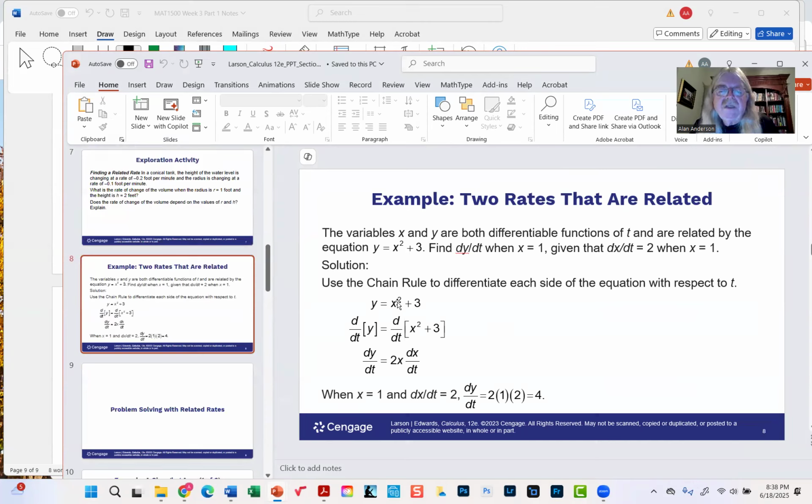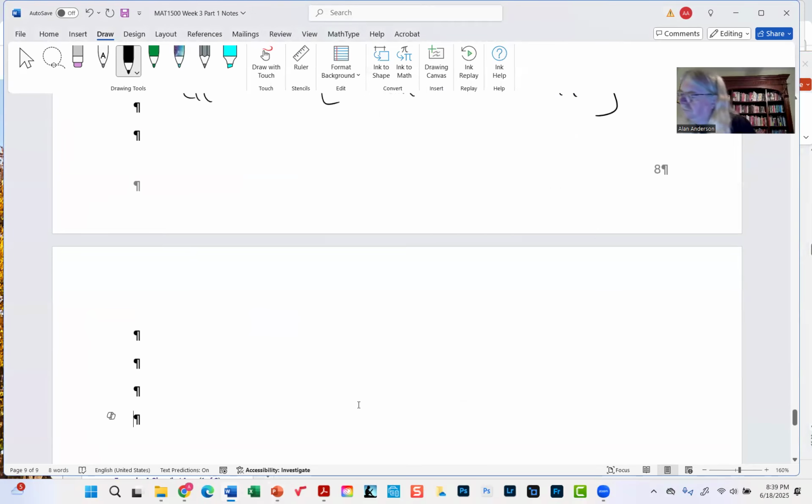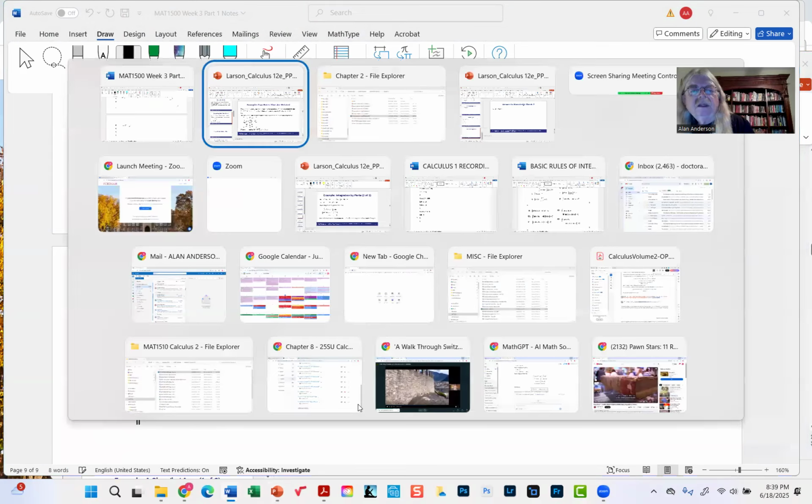All right, here we go. Let's try this one. No, this is interesting. They want us to treat y and x as both functions of t. Of course, that's not usually the way it works, but in this case, we're assuming that they're both functions of t, y equals x squared plus 3.